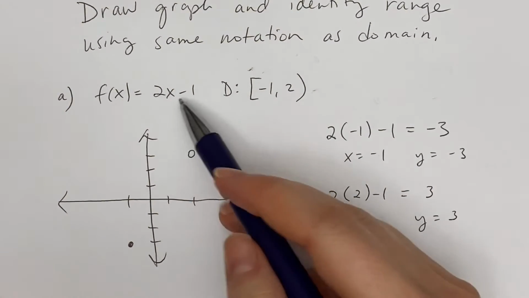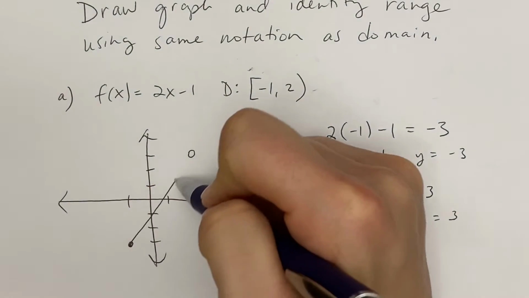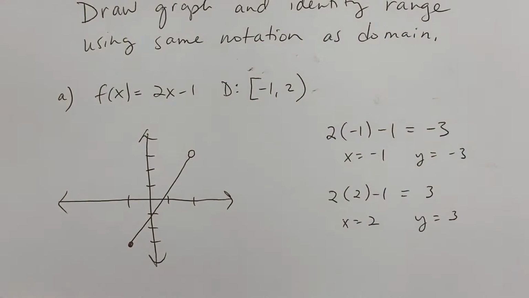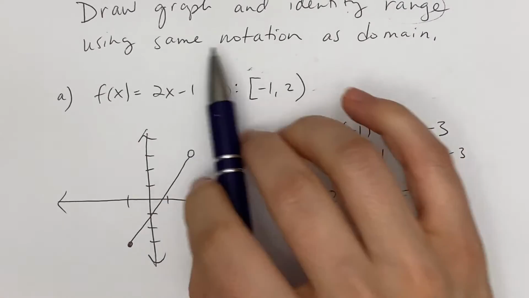And then this is just a line because it's linear. It's x to the first power here. So I'm just going to connect these dots. So I've drawn the graph. Then it wants me to identify the range using the same notation as the domain.